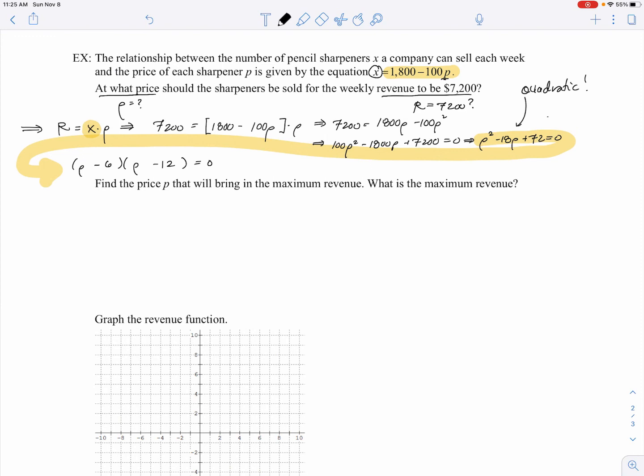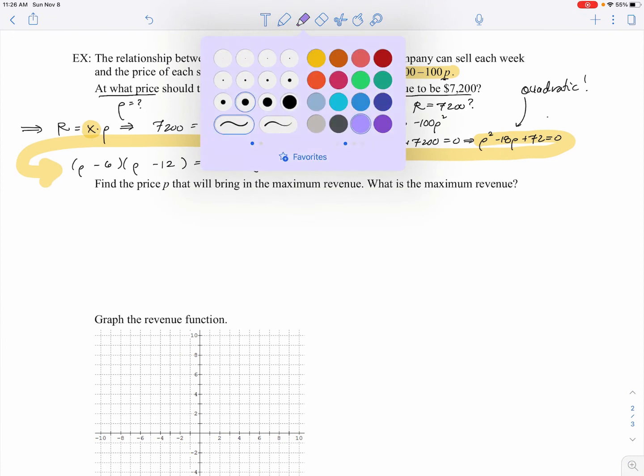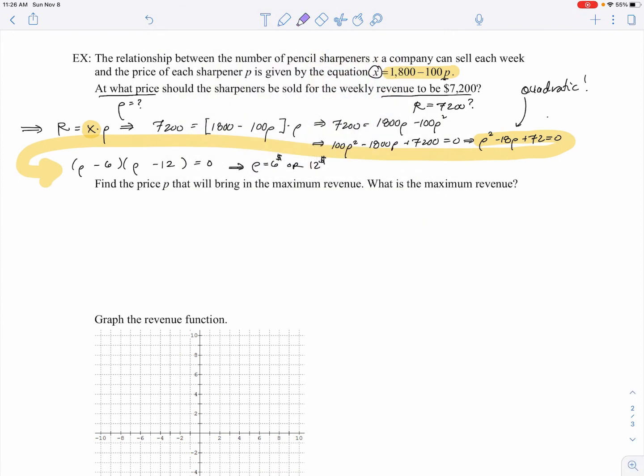So it looks like rho is either $6 or $12. And it looks like we have two answers. So we have two options. If we want to make $7,200 each week selling these pencil sharpeners, we either need to set the price at $6 or at $12.